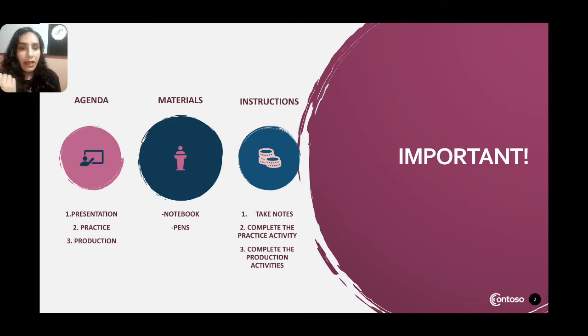Then the materials that are required for this lesson are a notebook and some pens. And the instructions, number one, the most important, is to take notes. You have to be writing all the time in order to get notes for your studying habits later on. Then you have to complete a practice activity, and finally you have to complete a production activity. Okay, let's continue.